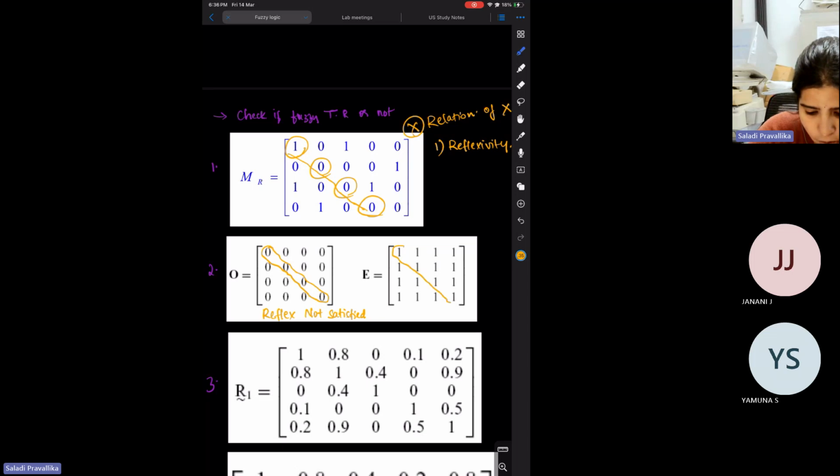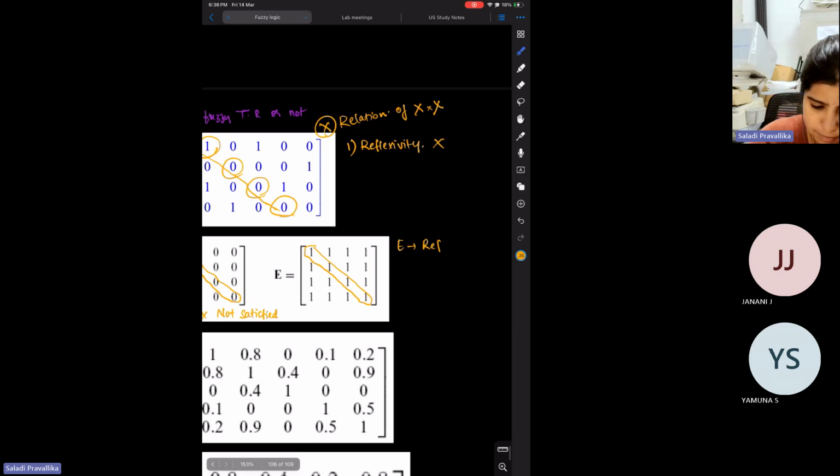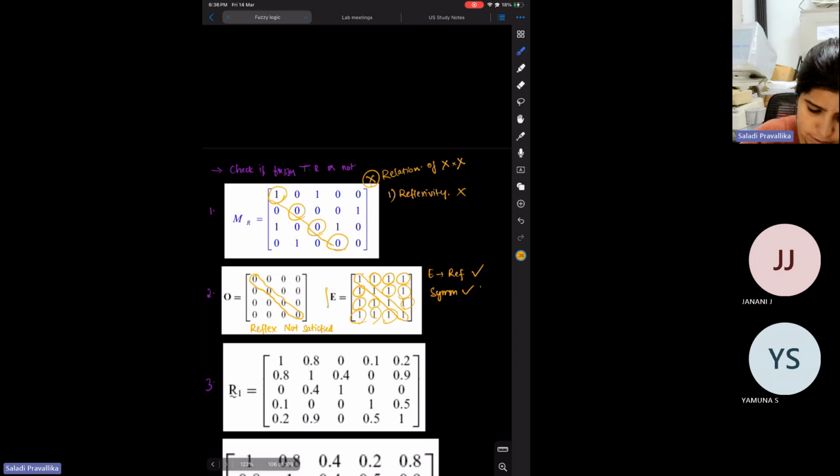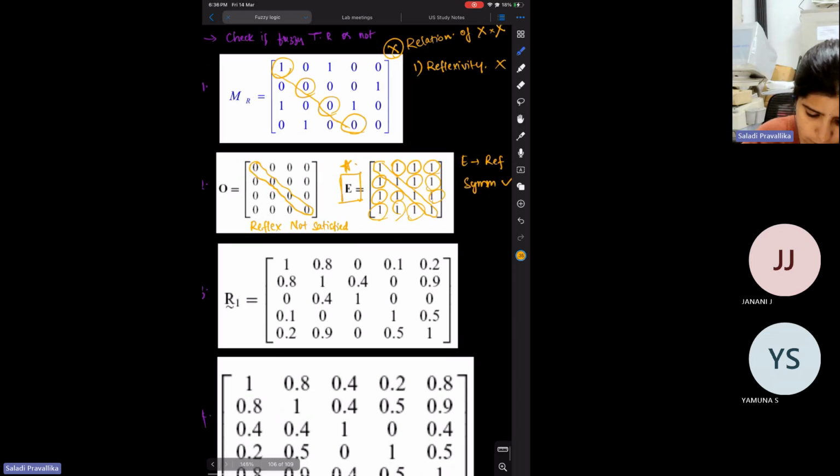So E, we have all the diagonal values to be 1. Yes. So for E, reflexivity is satisfied, and then symmetry. So value of 1, 2 and value of 2, 1 are equal. Value of 1, 3 and 3, 1, and value of 1, 4 and 4, 1. So all of them are same, right? All the pairs are equal. So the symmetry is also satisfied. Okay. So E so far is an FTR for us.